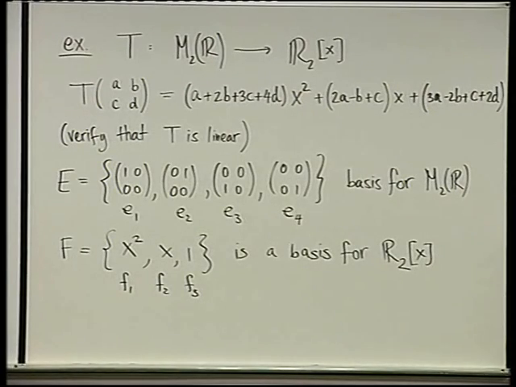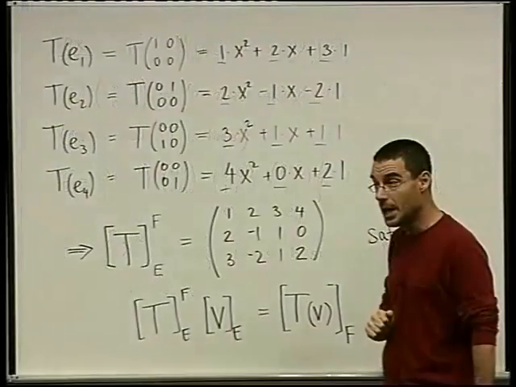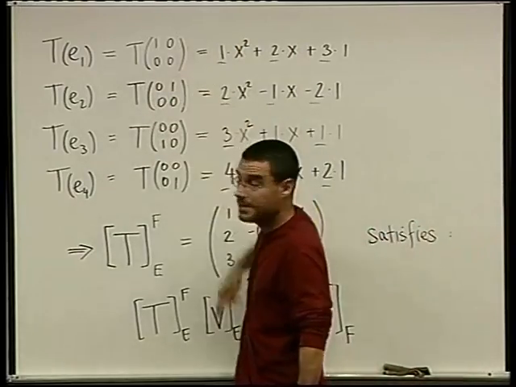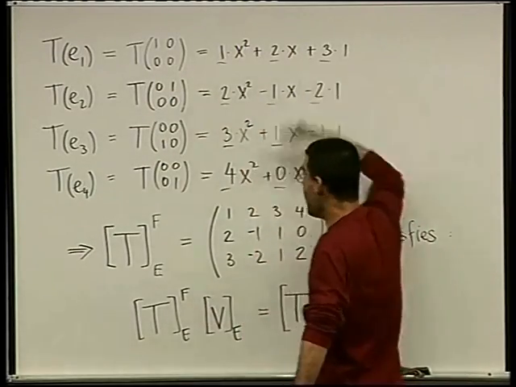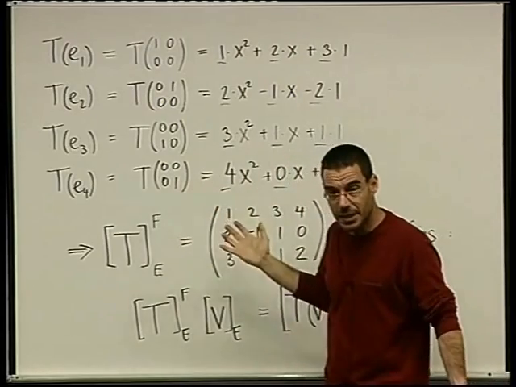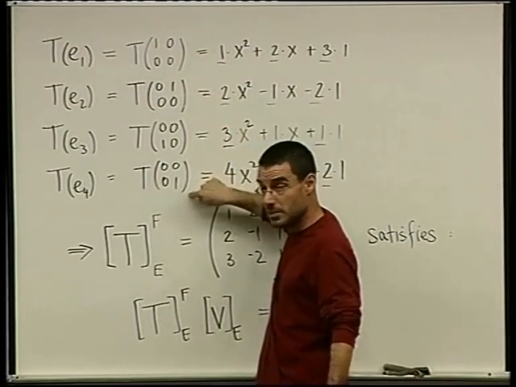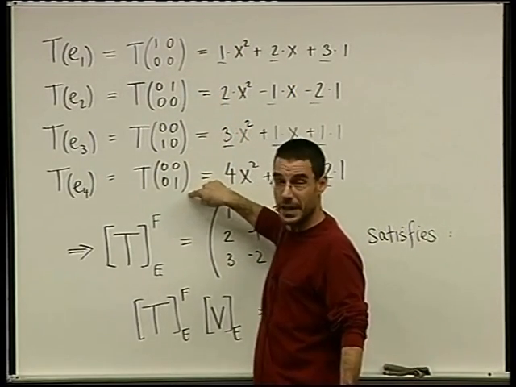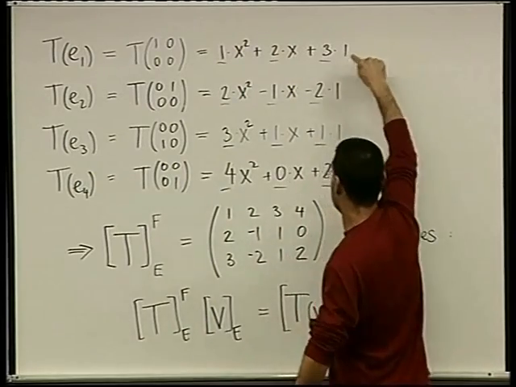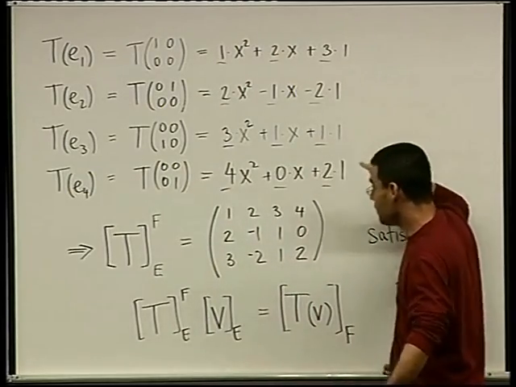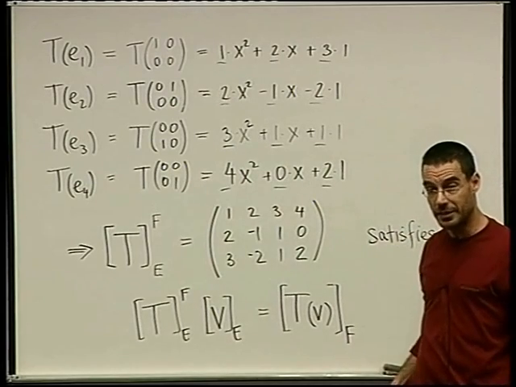I knew that I wanted T of 1, 0, 0, 0 to be this, because I wanted that to be my first column. And I knew that I wanted T of 0, 1, 0, 0 to be this, because I wanted this to be my second column. So I knew what I wanted T on the basis elements to be, and once I defined that, T of A, B, C, D is now determined. T of A, B, C, D is A times this plus B times this plus C times this plus D times this, which is precisely what I defined.